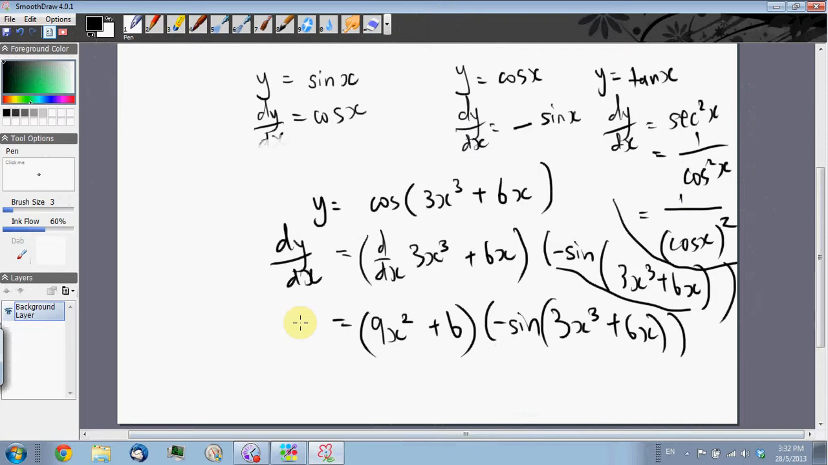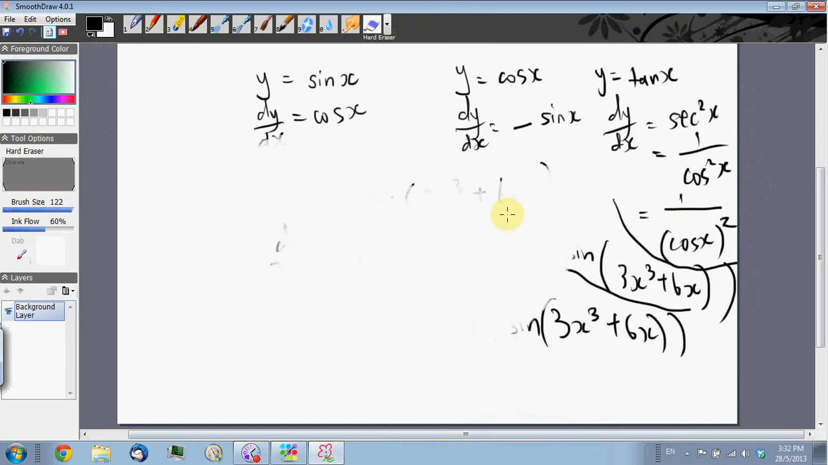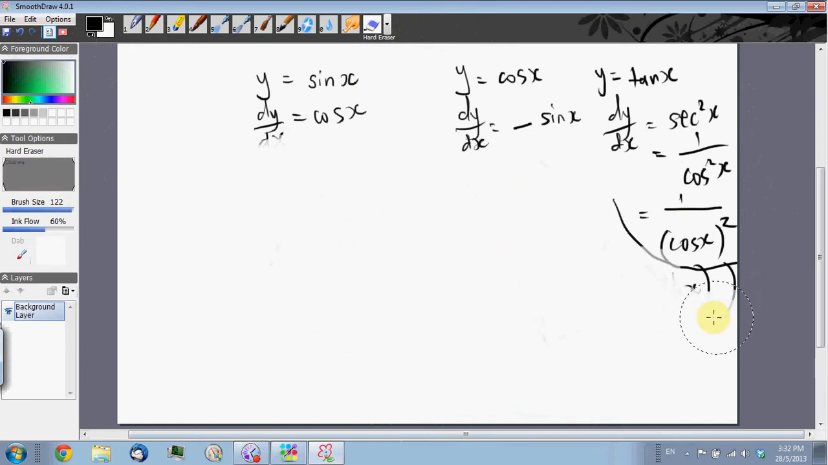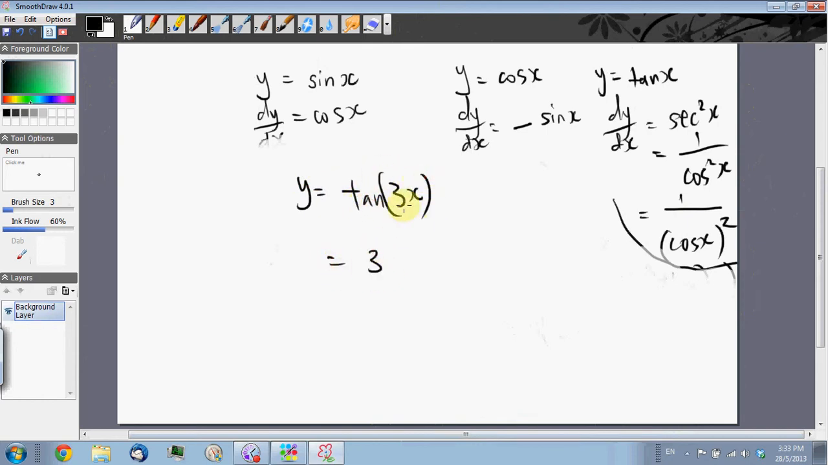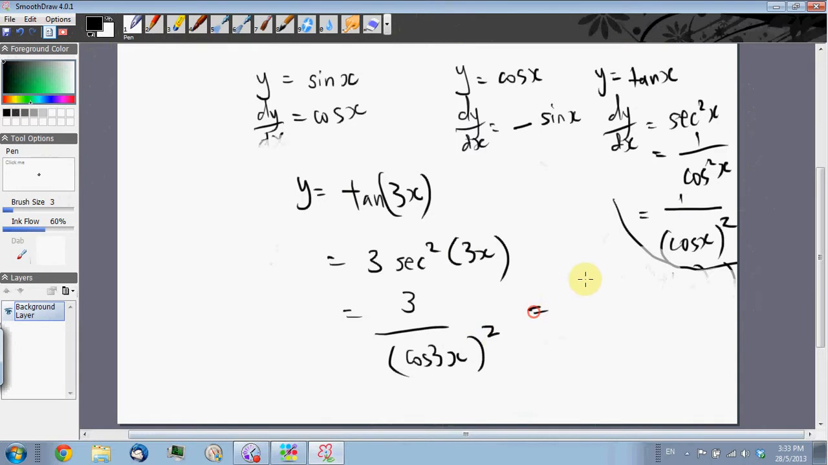One more thing is, what if you have powers in the cosine itself? I haven't really shown you tangent x, so let's just do one. y equals tangent of 3x. Differentiate inside, it comes out as a 3, tangent changes to secant squared 3x, which equals 3 over cosine 3x whole thing squared, which is also written as 3 over cosine squared 3x.